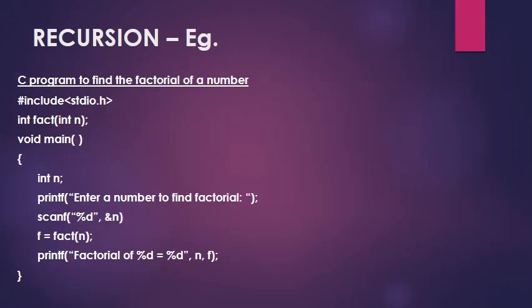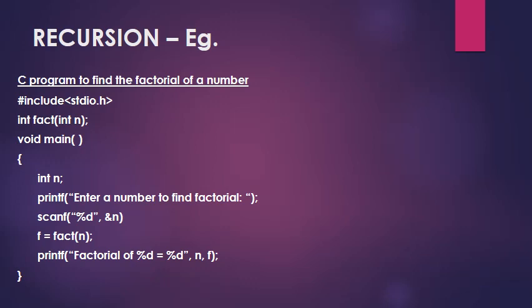Now we'll see an example for a program that uses recursion. C program to find the factorial of a number. It's a popular example that is generally used to explain recursion. Here we are going to write a recursive function that finds the factorial of a number. Already we have done this same problem using iteration or repetition, right?